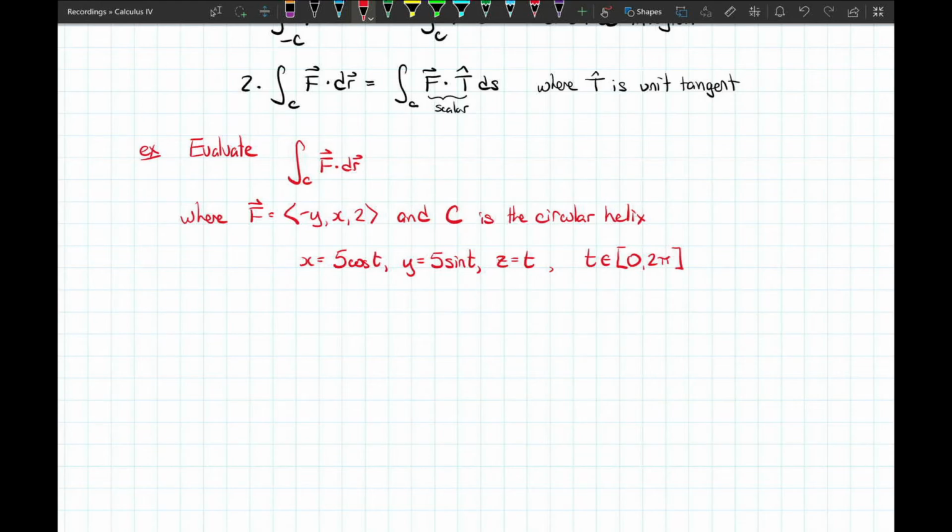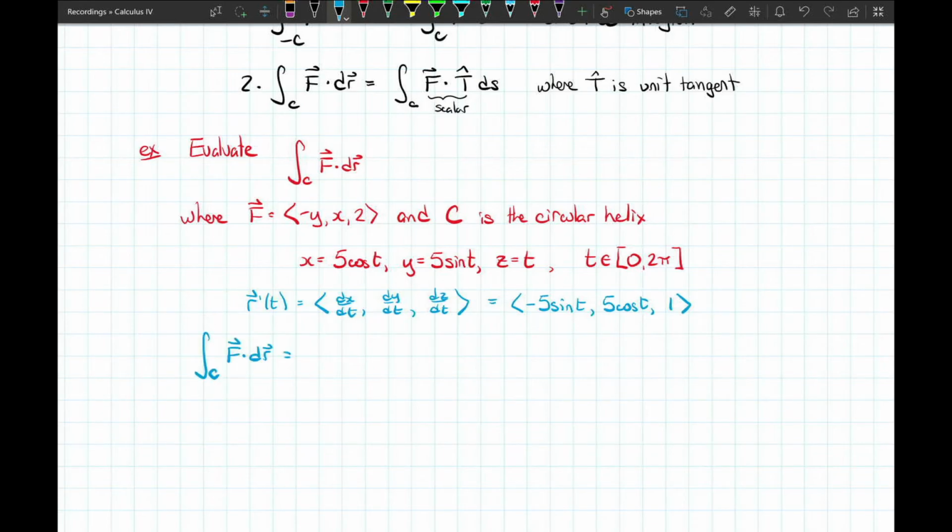Well, it's pretty easy to plug these into our vector field f, so we'll hold on to that for a moment. We are going to need to compute dr by dt. R prime of t is simply going to be the vector dx by dt, dy by dt, dz by dt. So for our circular helix, negative 5 sine t, 5 cosine t, 1. All right, let's evaluate this line integral.